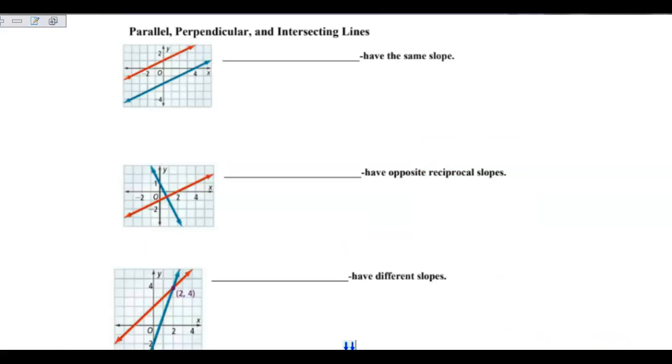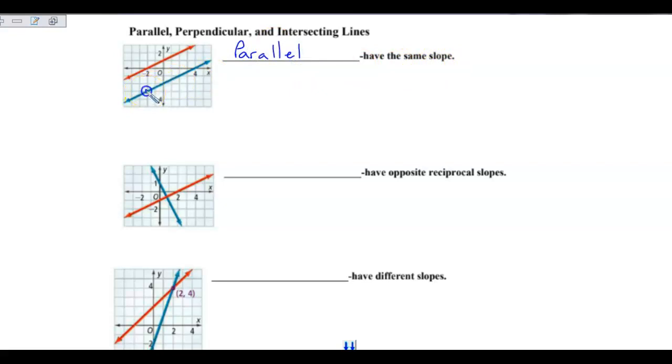All right, now we're going to talk about parallel, perpendicular, and intersecting lines. And intersecting lines we've already talked about. We talked about those with our angles. They are where a line crosses another line. If I have two lines that are the same distance apart and they never cross, these are called parallel, and they have the same slope. So parallel lines have the same slope.